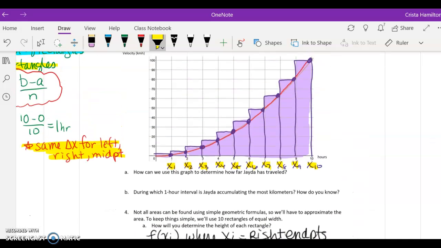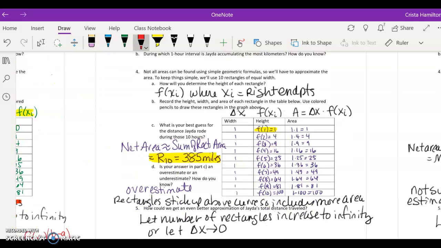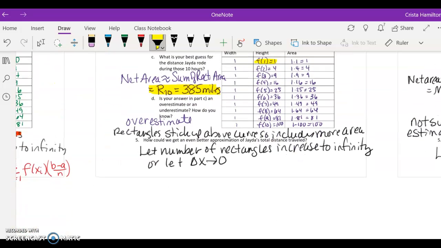Now, when we look at that, what we see is that it's too much. Each of these rectangles sticks up a little bit too much over here when we look at them. So there's too much area in this. So the right estimate is going to be an overestimate. Okay, so let me just highlight that so we have it. Rectangles stick up above, so we include more area. So the right Riemann sum is an overestimate of the net area.